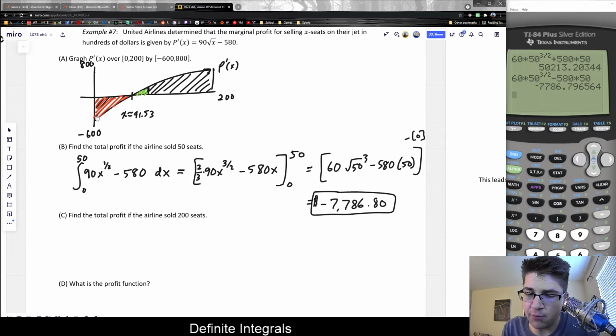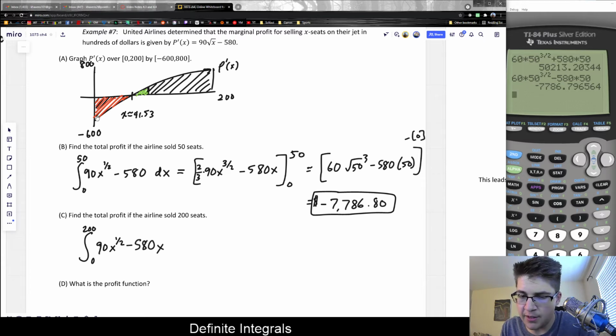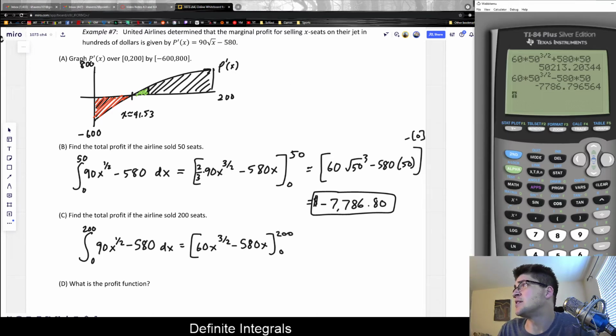But anyways, the profit for selling 200 seats would just be the same problem, but integrating all the way to x equal to 200. And again, we already know the antiderivative function, so all we have to do is plug it in. So again, this would be 60x to the 3/2 minus 580x evaluated from 0 to 200. And if I were to plug in 200 instead, I just need to replace that in my antiderivative function.